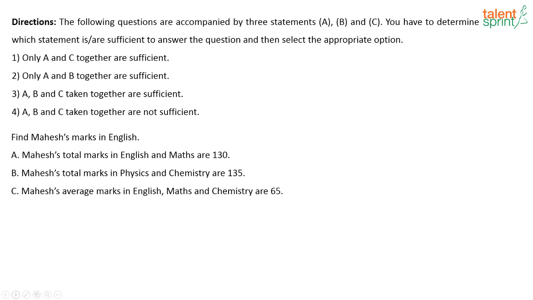What's given here? Mahesh's total mark in English and Maths is 130, or I can say E plus M is 130. Using that, I cannot find Mahesh's mark. Mahesh's total marks in Physics and Chemistry is 135. Again, using that, I cannot find the mark in English. Mahesh's average mark in English, Maths and Chemistry, correct? English plus Maths plus Chemistry divided by 3 is equal to 65, correct?